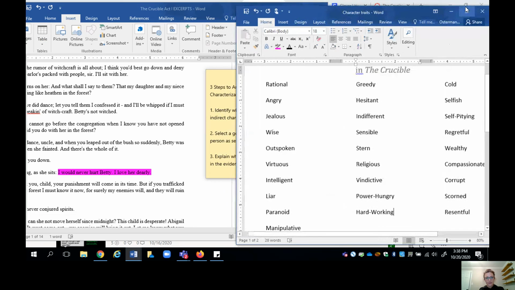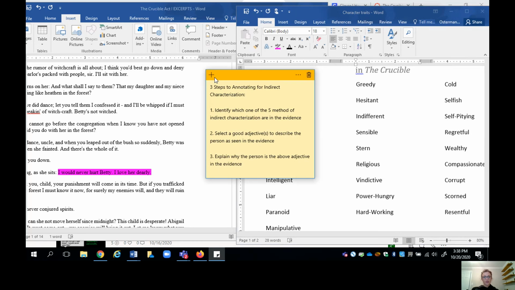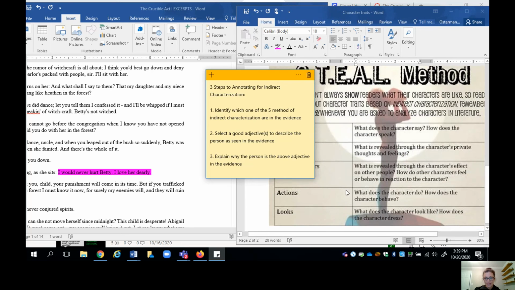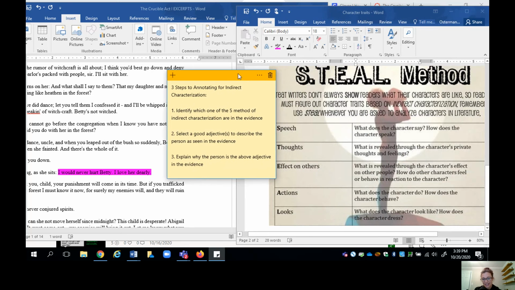Just split my screen now. So when we are indirectly characterizing, we want to take 3 steps. And if you look at my post-it note, these are the 3 steps that we are going to be taking in this video. The first step is, when we find a piece of evidence that we think really shows the true colors of a character, we are going to first identify which of the 5 methods of indirect characterization are in the evidence.